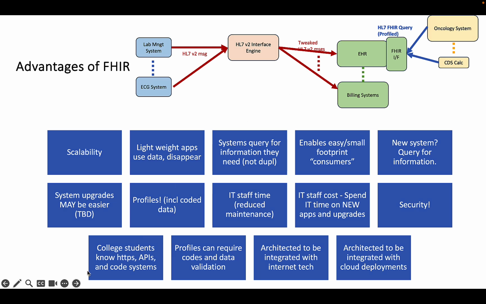College students, well, for that matter, high school students, middle school students, come out of middle school knowing HTTPS, APIs, and they can understand code systems. The profiles can require codes, data validation. So built into FHIR are ways to do validation on objects coming in. And you can quickly return an error message and say, yeah, you say you're following the ONC profile, but when we run validation on it, before we even accept your information or turn your system on, we can tell you that it's not working. You need to fix this. So clean up your data up front. Remember, garbage in, garbage out. This is how you avoid garbage in.